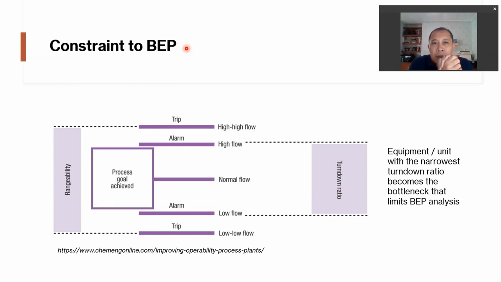So in a chemical processing plant, what is actually the constraint to BEP? It's this range of operability here. So chemical processing equipment can only operate at a certain range between its high flow alarm and low flow alarm. Okay? And the ratio between these two flow rates is called the turn-down ratio. And this ratio is actually specific for each class of equipment. But the implication of that is that the equipment or unit with the narrowest turn-down ratio becomes the bottleneck that limits the BEP analysis for the whole processing plant.